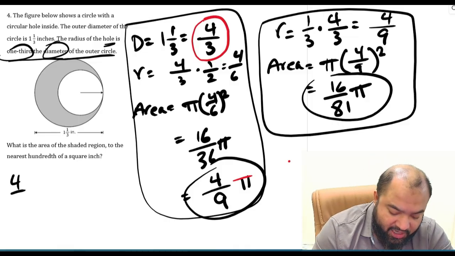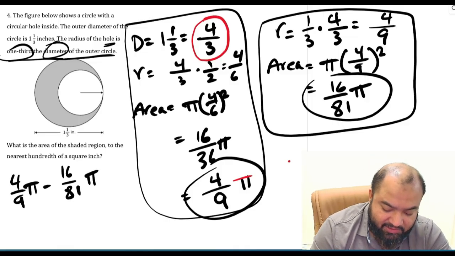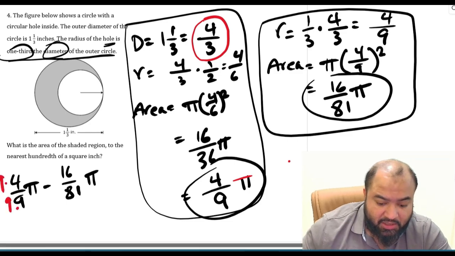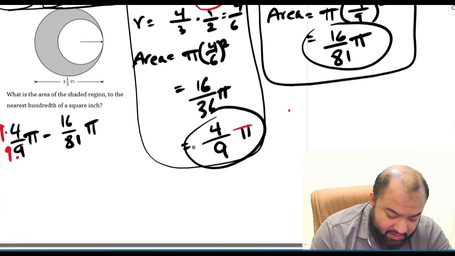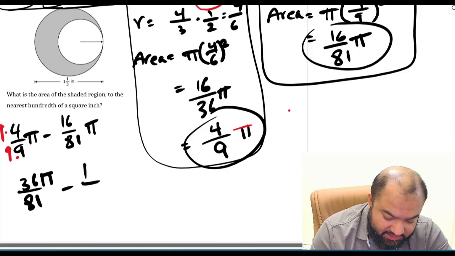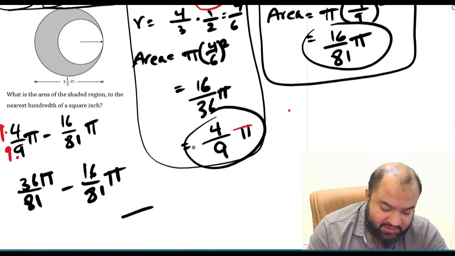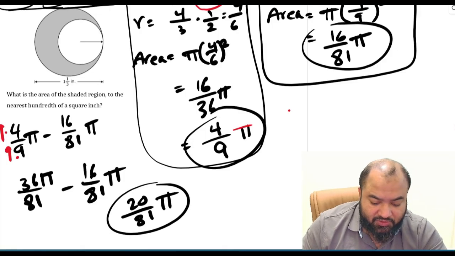So 4/9 pi minus 16/81 pi. This time the denominator was not the same. Not to worry, we can make it the same. Times it by 9 and 9, top and bottom. So what we get is 36 pi over 81 minus 16/81 pi. So 36 minus 16 is 20/81 pi. And now they wanted to make it into a decimal.